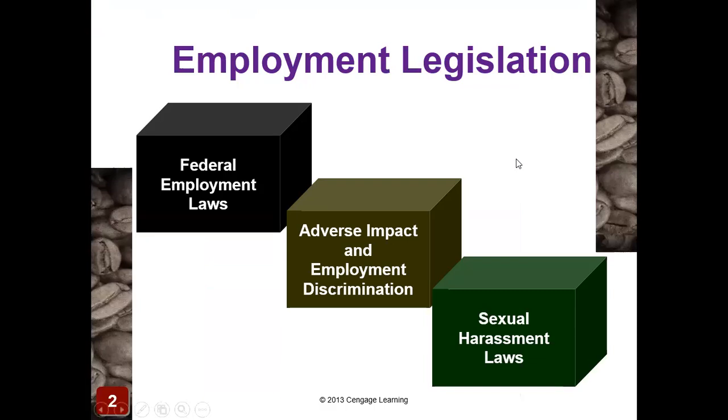In terms of employment legislation, we're not going to cover most of these things, so I'll tell you exactly what we're going to cover. Basically, we're not going to take a look at federal laws. We're going to focus more on adverse impact, employment discrimination, and sexual harassment laws.